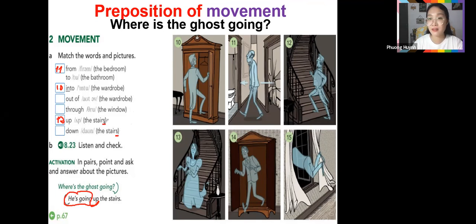Rồi number 13. Number 12 mình nói là up. Okay, so how about number 13? This photo. So number 13 definitely go down. Yes, correct. So she is. So in this photo, you say she is going down the stair. All right. How about picture 14?